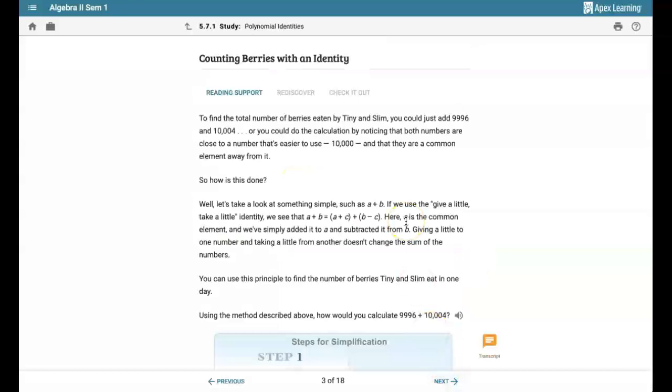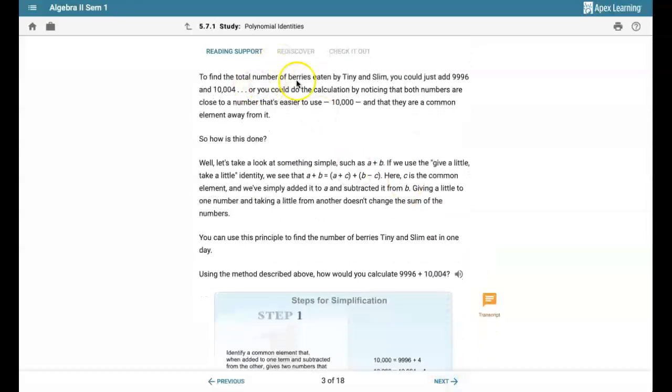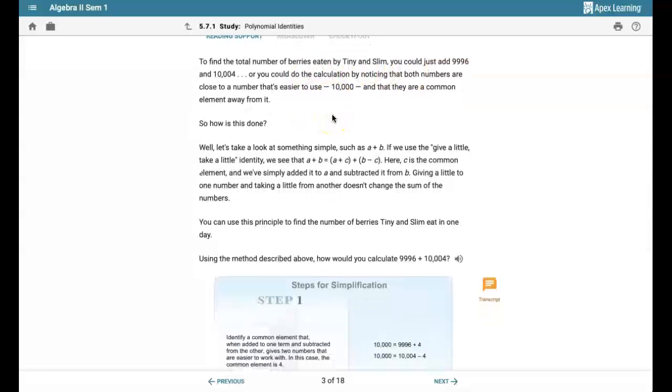This one says to find the total number of berries eaten by Tiny and Slim. Instead of using a calculator, you could notice that both numbers are close to a number that's easy to use, so 10,000, and they're a common element away from it. If both numbers are similar to this 10,000, we can use it as a launching point.